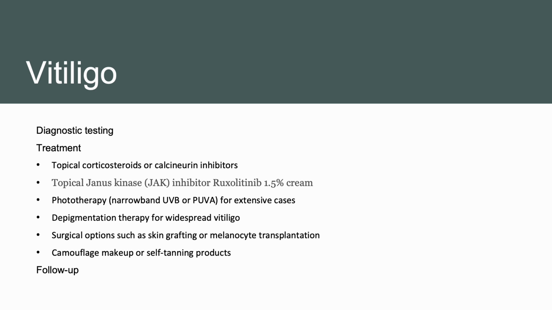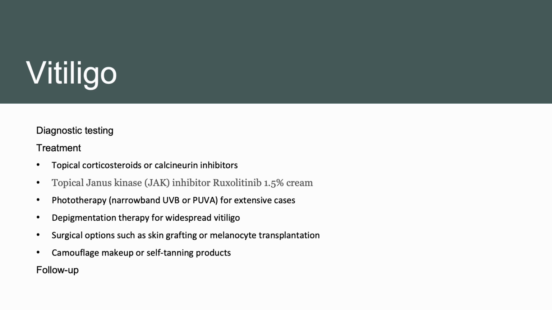Vitiligo is usually a clinical diagnosis primarily based on physical exam. Skin biopsy is rarely needed, but if done, it would show an absence of melanocytes. Often we'll do blood tests to rule out associated autoimmune conditions such as thyroid function tests, especially if there are clinical signs to support it.